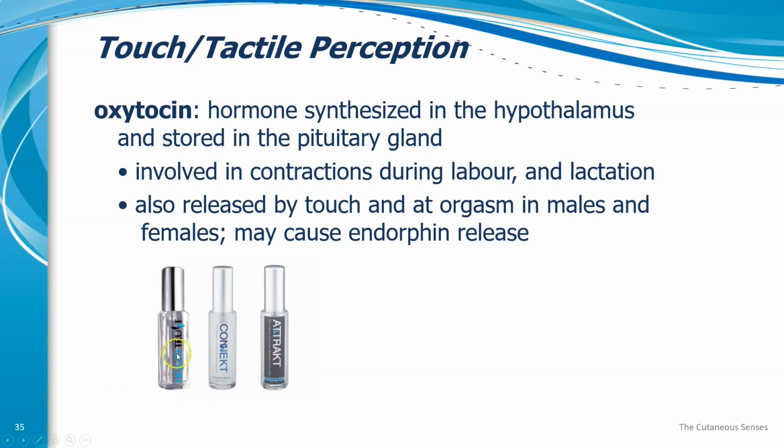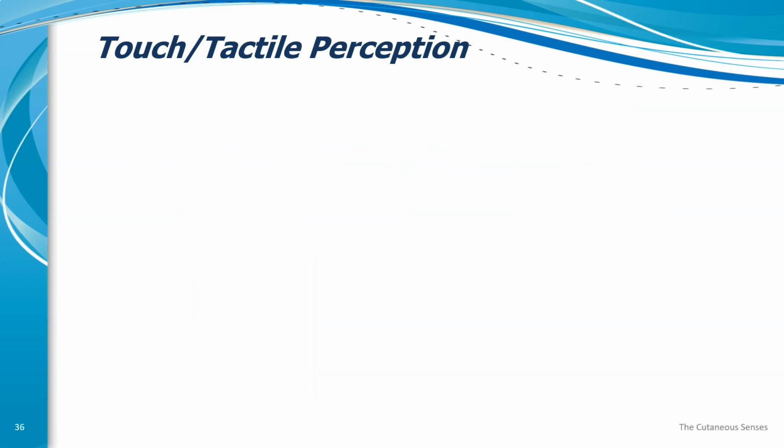So what are these pictures of? Okay, so you can get scents, colognes or perfumes that claim to have oxytocin in there, so you can attract someone or connect with someone. I don't know why they have a K in there. So I guess the idea is you spray this goop on you and you go up to people and they'll go, hey, I just have a connection with you. Yeah, I don't think it's quite that simple.